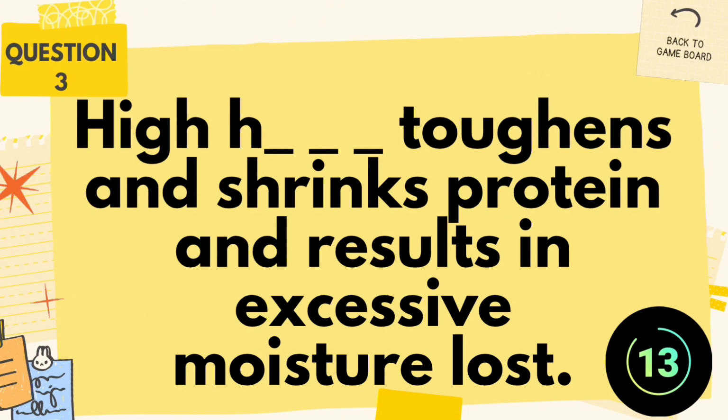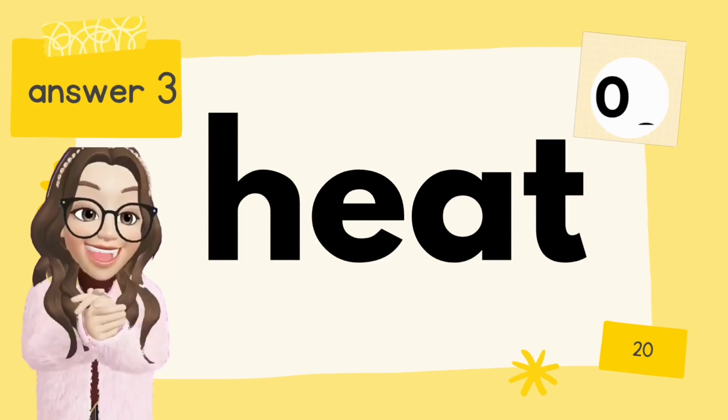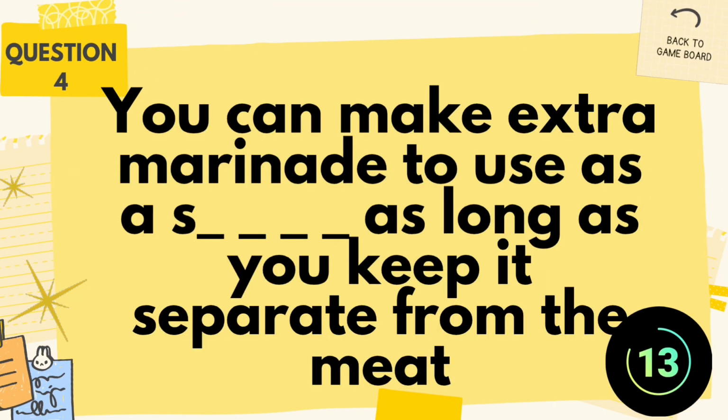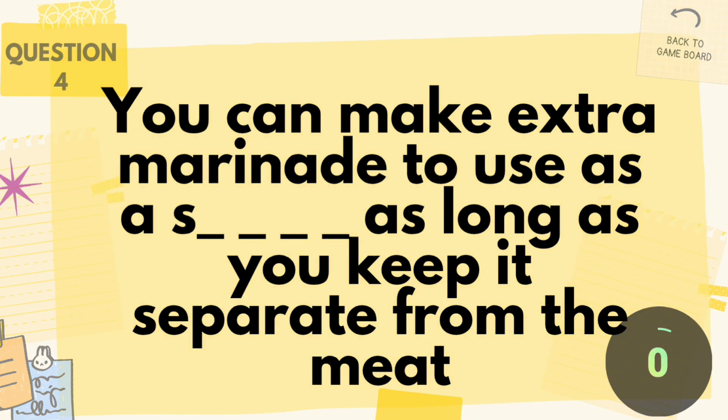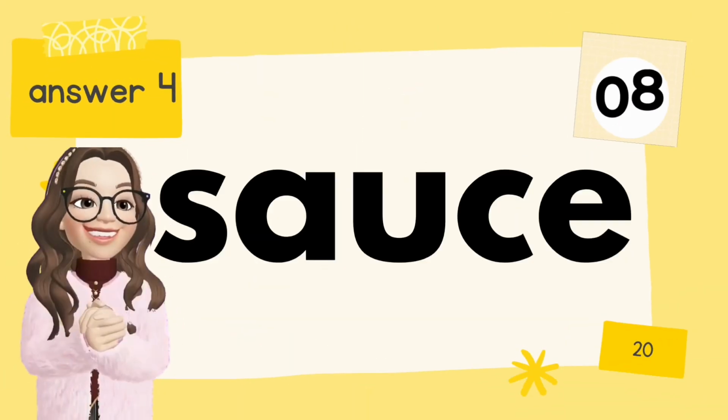3. High heat toughens and shrinks protein and results in excessive moisture loss. Answer 3. Heat. 4. You can make extra marinade to use as a sauce as long as you keep it separate from the meat. Answer 4. Sauce.